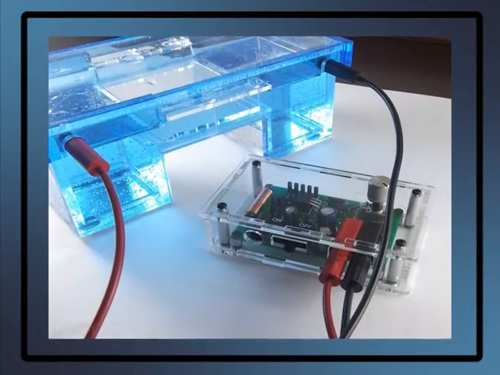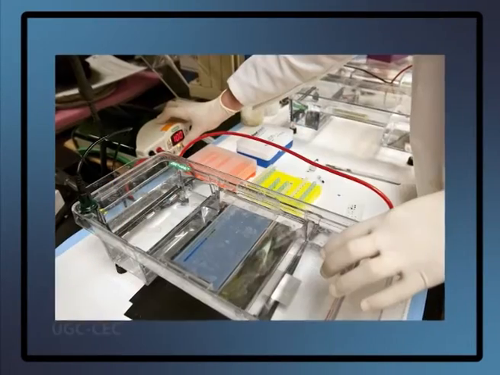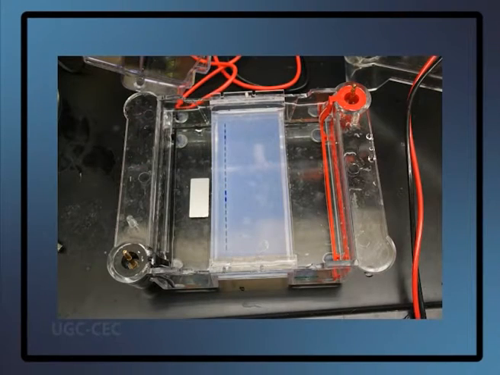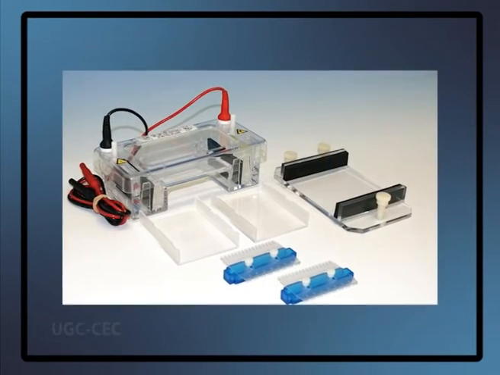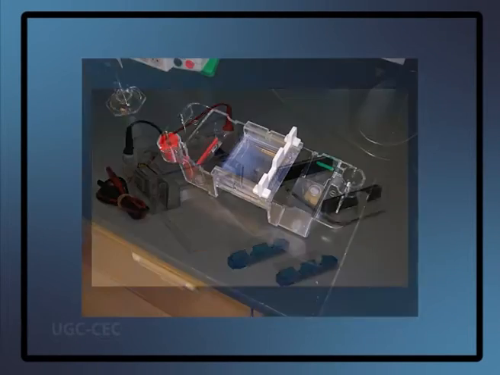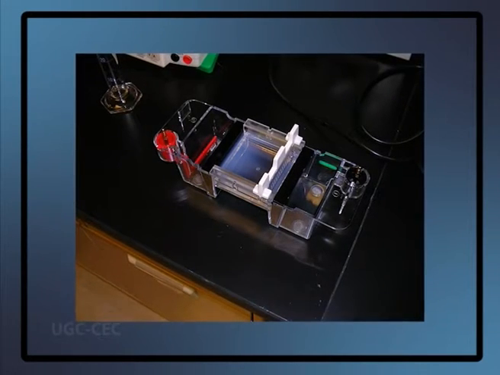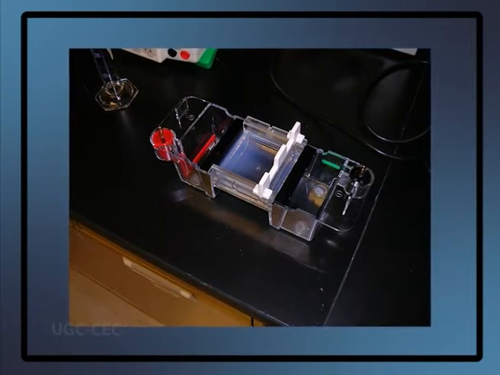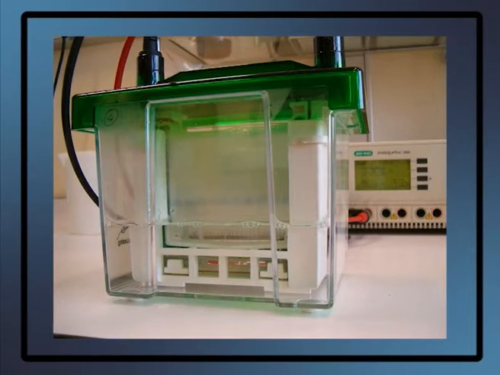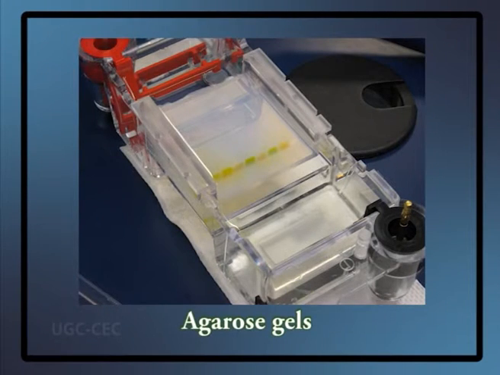When charged molecules are placed in an electric field, they migrate towards either the anode, which is the positive pole, or the cathode, which is the negative pole, according to their charge. Electrophoresis can be one-dimensional, that is, one plane of separation, or two-dimensional. One-dimensional electrophoresis is used for most routine protein and nucleic acid separations. Two-dimensional separation of proteins is used for fingerprinting. Common media used here are polyacrylamide or agarose gels.